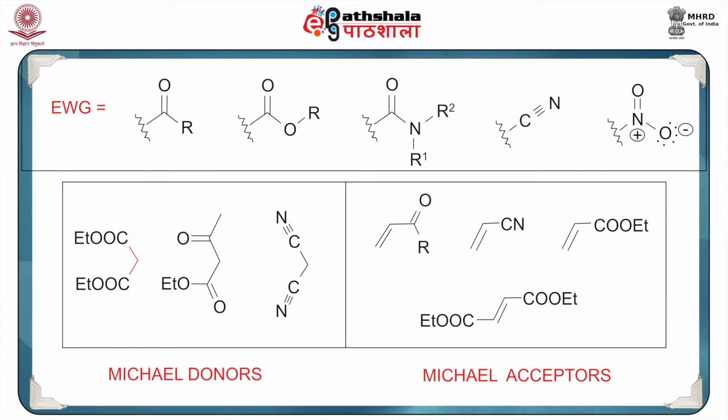Here you can see the various electron withdrawing groups represented, and also the various Michael donors. You can see a CH2 joined to two COOEt groups, or one ketone and one ester, or two cyano groups. Then you are shown the Michael acceptors, and in all of them there is a double bond which is conjugated with a ketone in the first case, in the other with cyano, then with the ester group, and in this one the double bond is conjugated to two ester groups. So, all these are Michael acceptors.